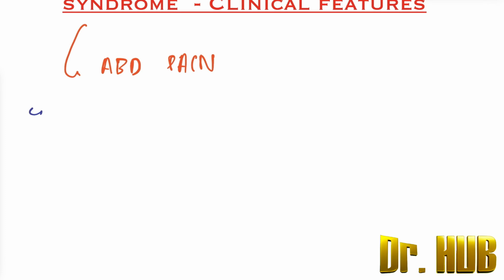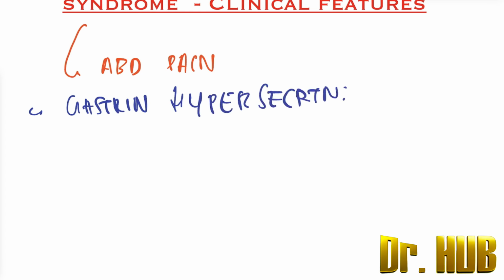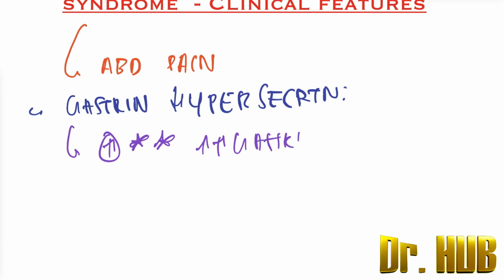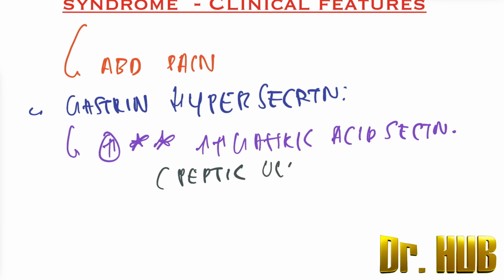When you're looking at gastrin hypersecretion, gastrin hypersecretion stimulates gastric acid secretion. So it stimulates an increase in the gastric acid secretion. Next, it leads to peptic ulcers, and they occur at atypical sites.